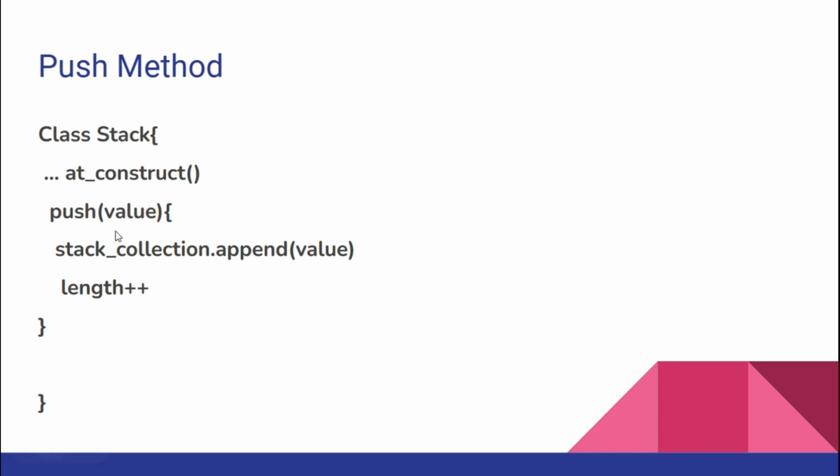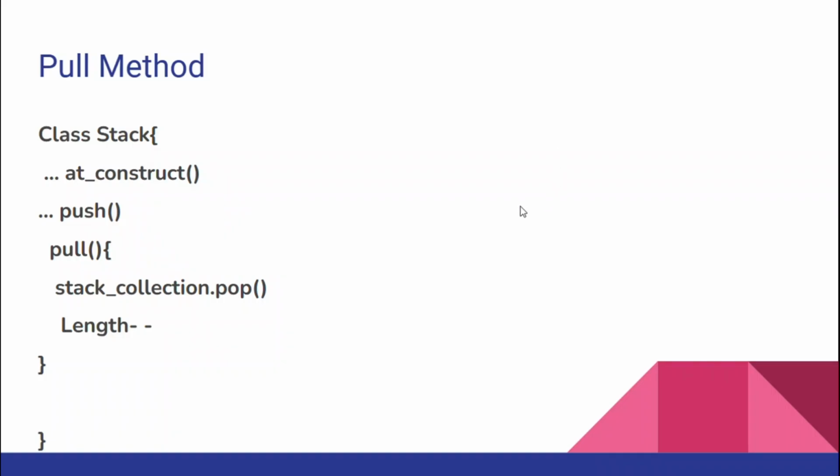First we create a method called push, and it takes an argument called value. That value is the value we want to add into the stack collection. Since the stack collection is an array, you can use the append method of that array to add that value into the collection. Then we increase the length by 1. Next we look at the second method that makes a stack a stack.